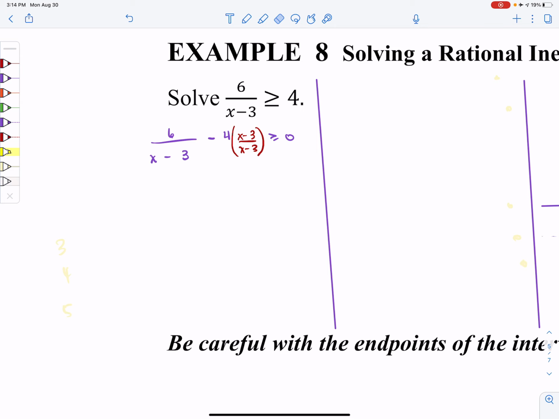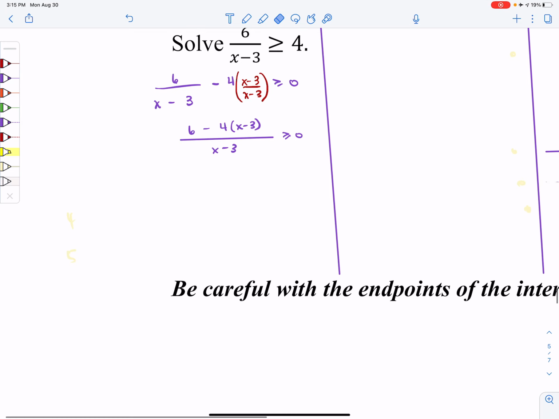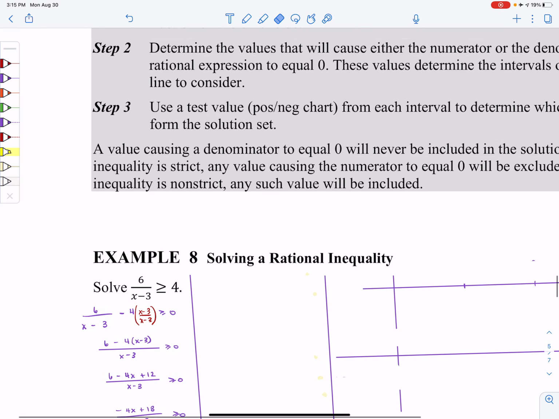That's why it's legal. So now I have a common denominator, which means I only have to write the denominator one time. And the top, I'm just going to write what the numerators are as they're already written. Make sure you follow the order of operations here by distributing your negative 4. So let's clean that up, and then we'll combine like terms. And we'll get negative 4x plus 18 all over x minus 3 is greater than or equal to 0. So that takes care of step number 1. Let's go to step number 2.